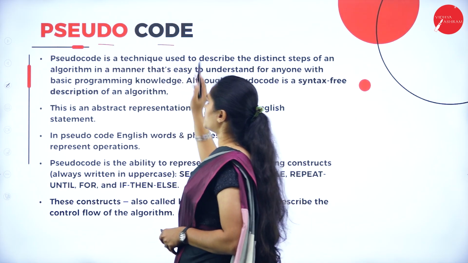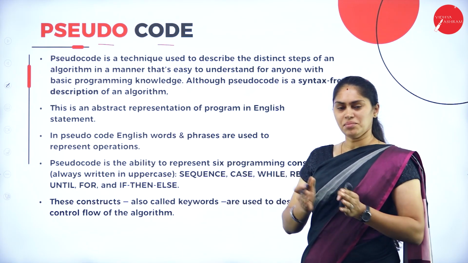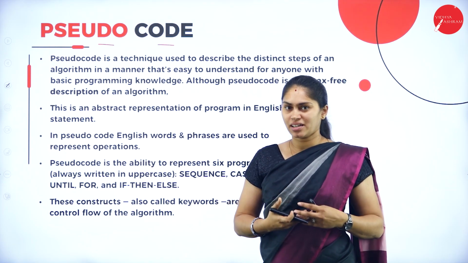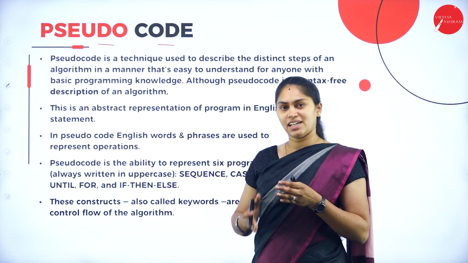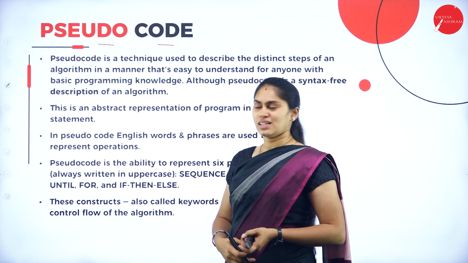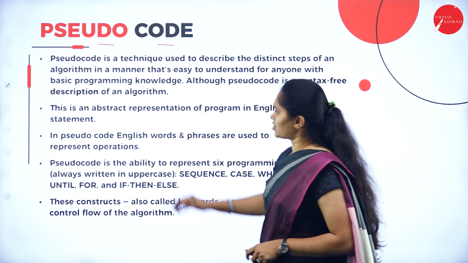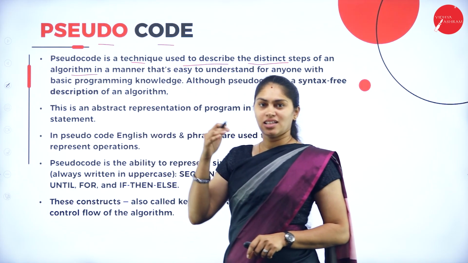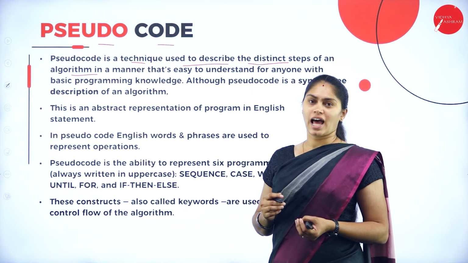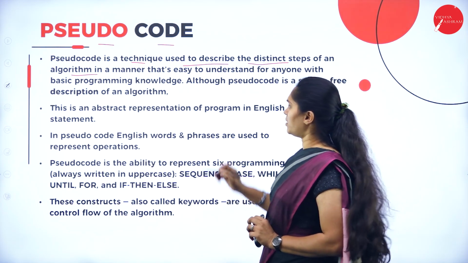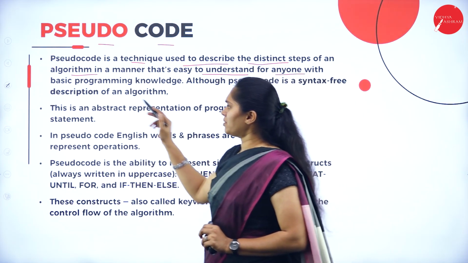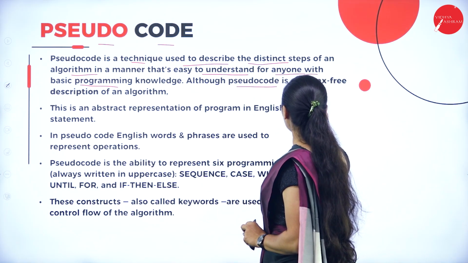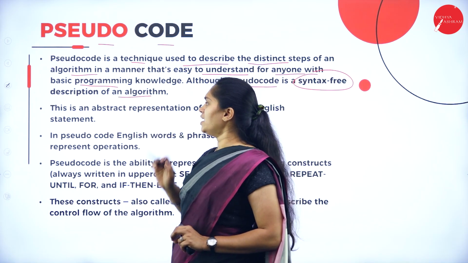That's all regarding flowcharts. So we got to know algorithm and flowchart. Algorithm is a step-by-step procedure and flowchart is a diagrammatic representation. What is the interface in between algorithm and flowchart? That is pseudocode. It is also a technique used to describe the distinct steps of an algorithm in an easier manner, which is easy to understand for anybody with basic programming knowledge. Mainly, it is a syntax-free description of an algorithm.